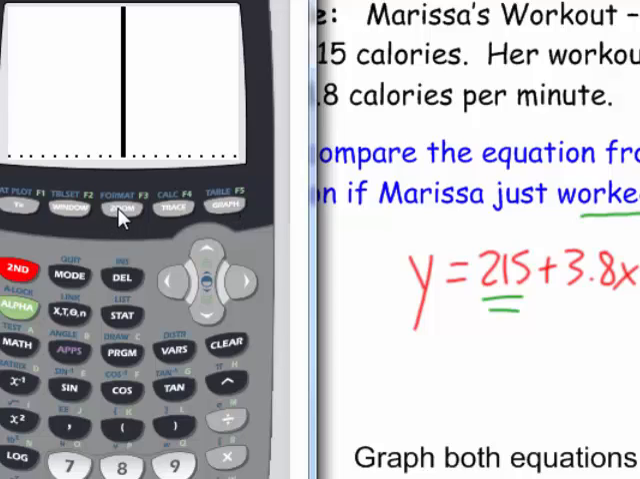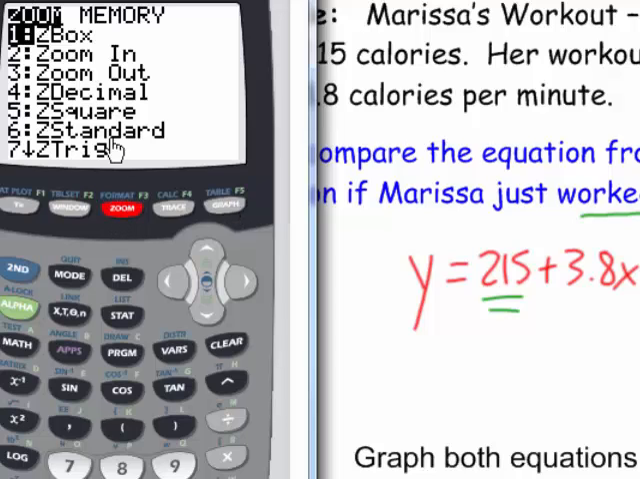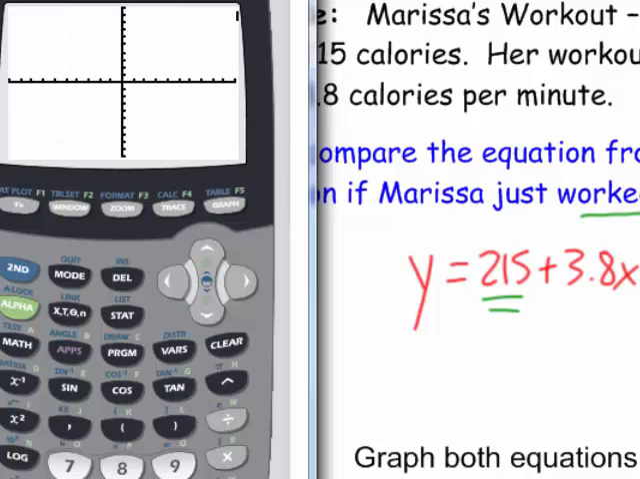Well, sometimes I might just go to zoom, and then we have a lot of different options, okay? Zoom standard is a very popular option. If I zoom standard, it's going to make my x-axis from -10 to 10 and my y-axis from -10 to 10. So I'm going to go down to zoom standard, just to get a very generic graph, and I'll hit enter, and let's see if it shows up now.